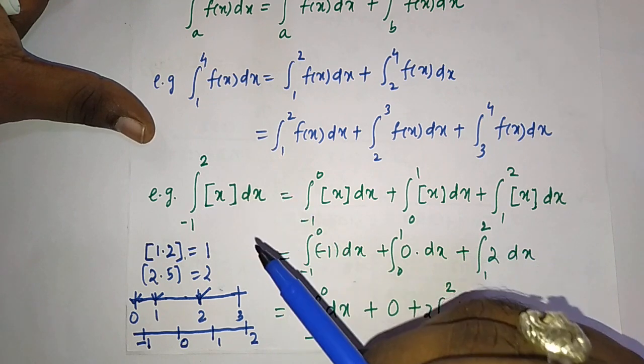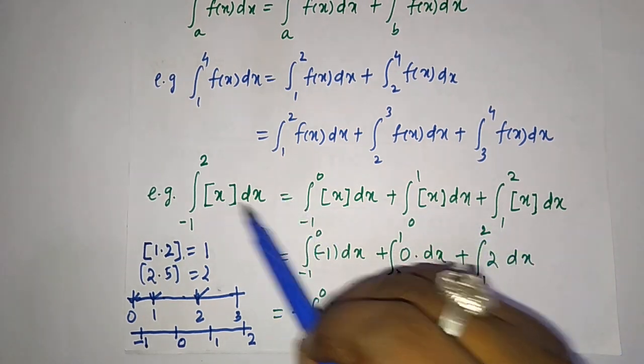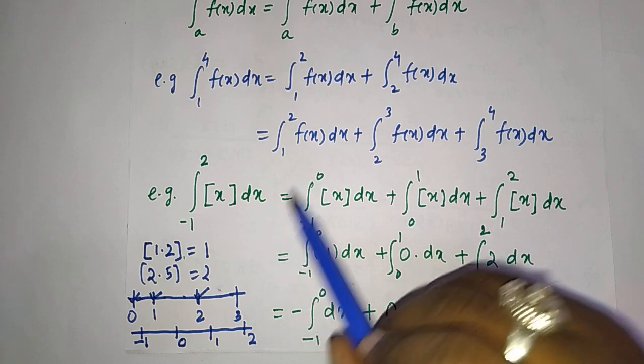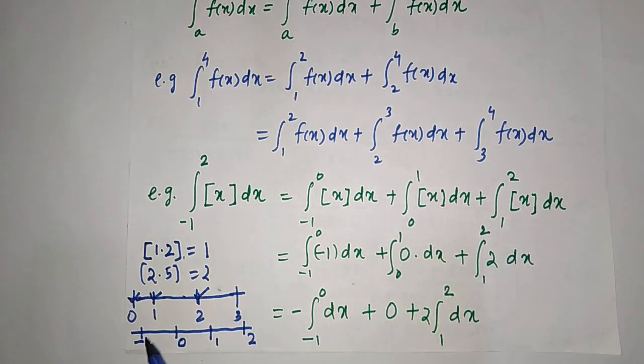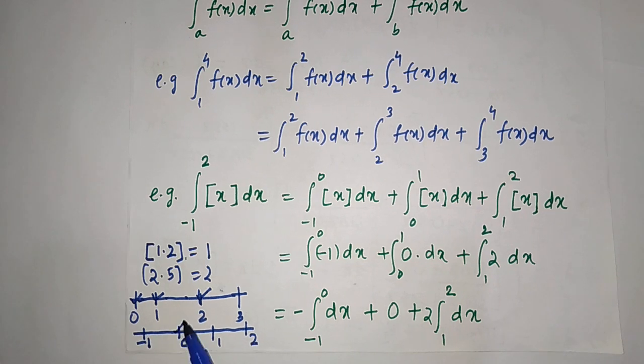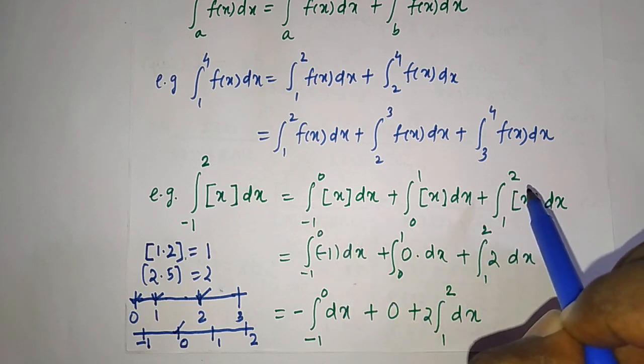At that time, you will first split the integral from integer to integer: -1 to 0, 0 to 1. Here -1 to 2 is given, and in between -1 and 2, two integers are there, 0 and 1. So we will split like this: -1 to 0, then 0 to 1, then 1 to 2. Here you can see.